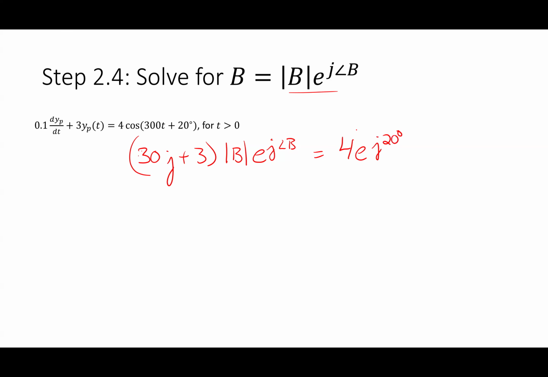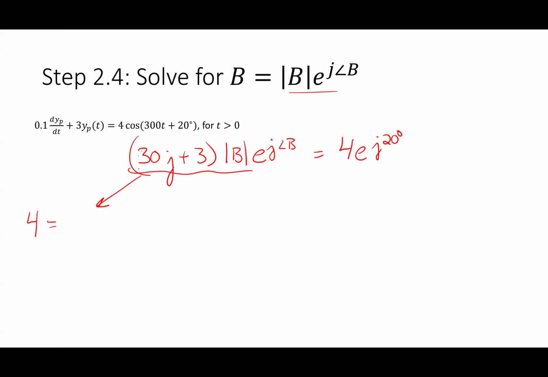All right. I take the magnitude of both sides of this thing. This is something you better know how to do, right? If I take the magnitude of both sides, what's the magnitude of 4 e to the j 20? 4, right? The magnitude of 4 e to the j 20 is 4. What's the magnitude of the other side of the equation? So this side.